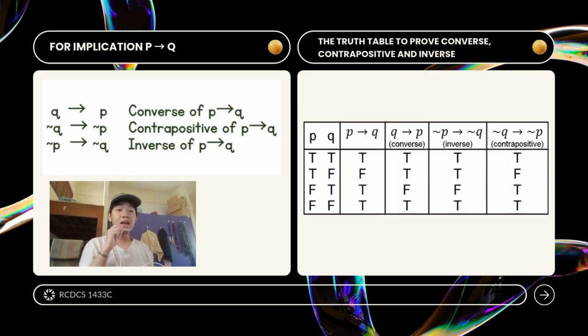For a small example, P implies Q. Its converse will become Q implies P. For its contrapositive, P implies Q will become negation Q implies negation P. Last but not least, the inverse of P implies Q will become negation P implies negation Q. And we can prove converse, contrapositive, and inverse all on a truth table such as this.